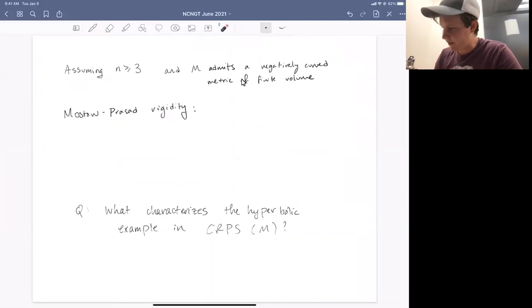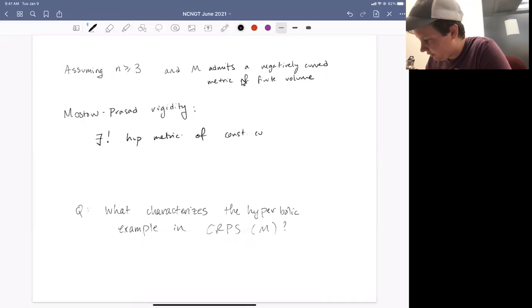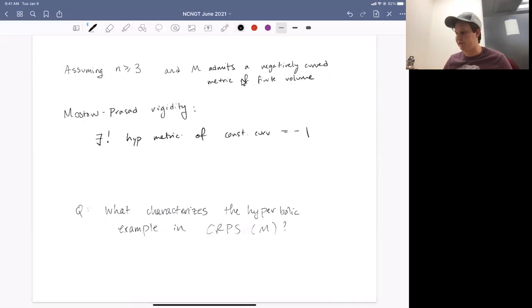So if we assume that n is at least 3, where n is the dimension of the manifold, and we're assuming it admits a negatively curved metric of finite volume, then Mostow-Prasad rigidity, in finite volume, states that there is a unique hyperbolic metric of constant curvature equal to -1.